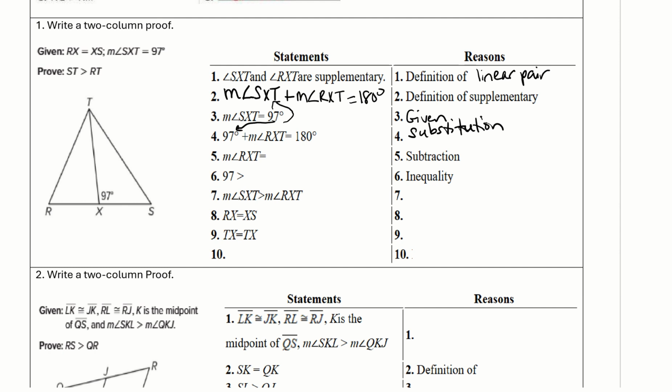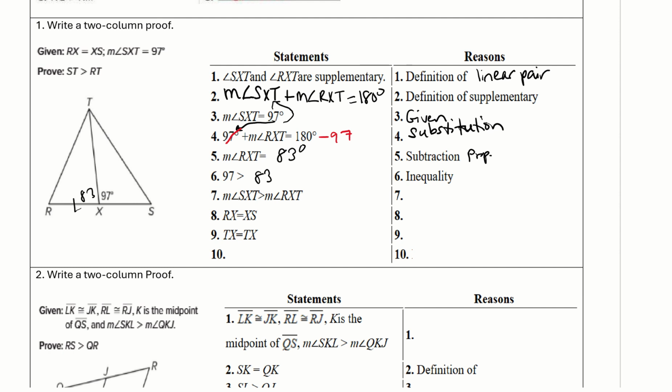Then what we're going to do is subtract 97 on both sides, and that'll get rid of that, right? So that's called the subtraction property. So 180 minus 97, that's 83 degrees. And we know that 97 is bigger than 83, right? So we know that this is 83.